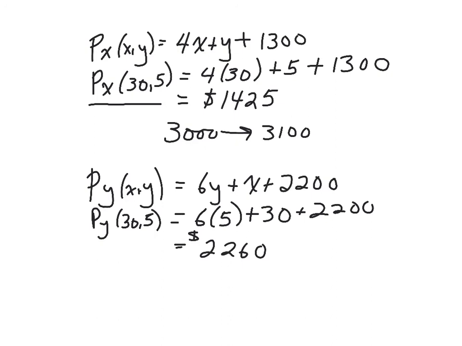For the first derivative with respect to y, that means that the increase in profit if sweatshirt sales go from 500 to 600, while the sales of t-shirts remain constant, will be $2,260.